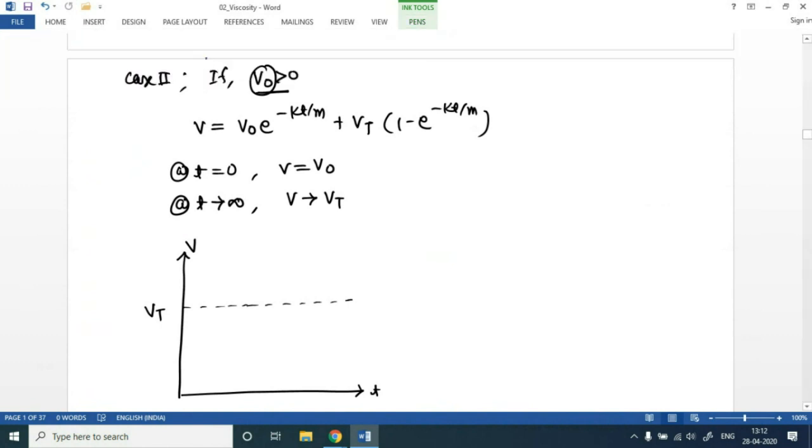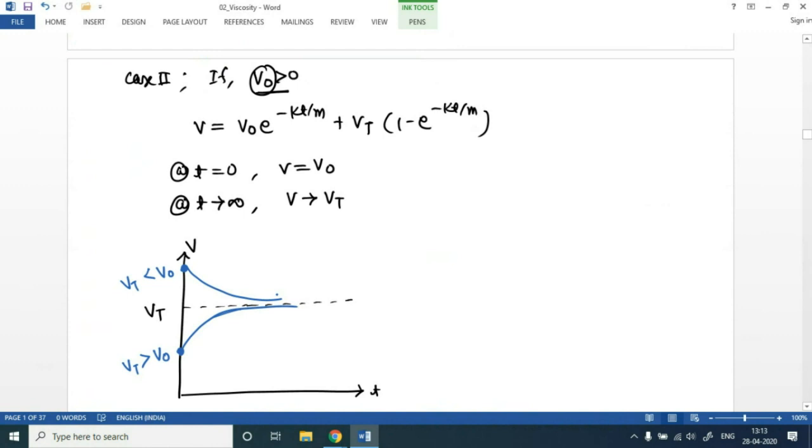If this v naught, the initial velocity, is less than vt, then this graph will start from here and ultimately reach its terminal value. And if v naught is greater than vt, its initial value would be somewhere over here. So the graph will look something like this, you must realize.